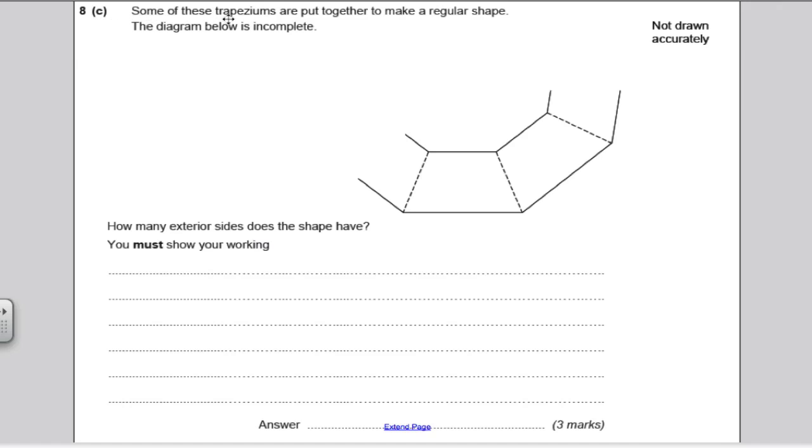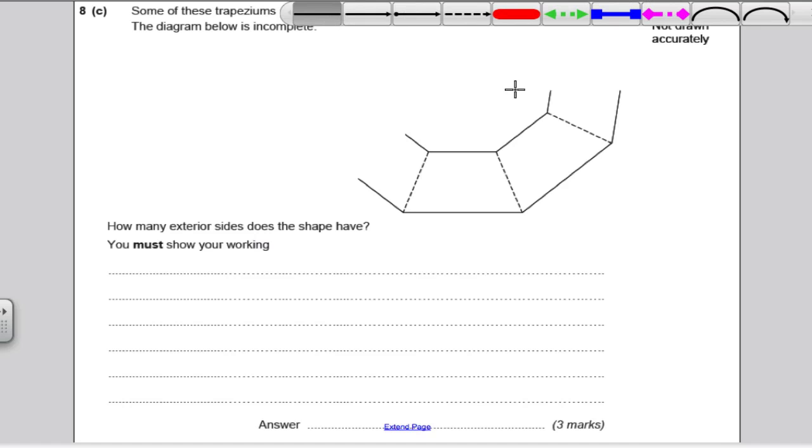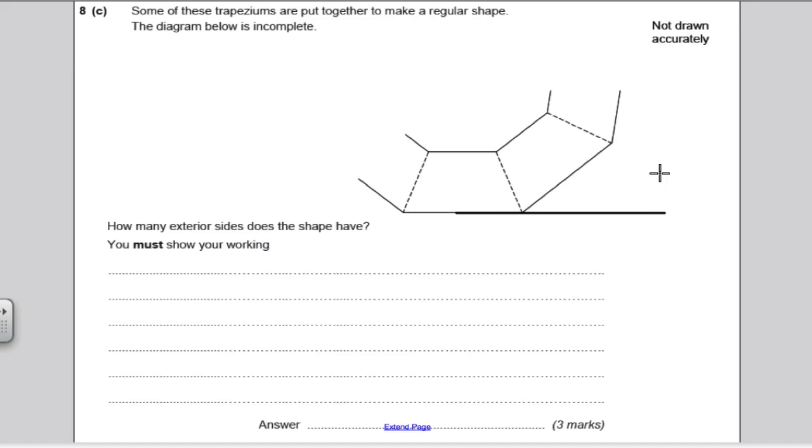Question 8c. Some of these trapezia are put together to make a regular shape. The diagram below is incomplete. How many exterior sides does the shape have? You must show your working. Well, if you make a regular shape, you know with any polygon, the sum of the exterior angles, so this is an exterior angle, the sum of the exterior angles must add up to 360 degrees.